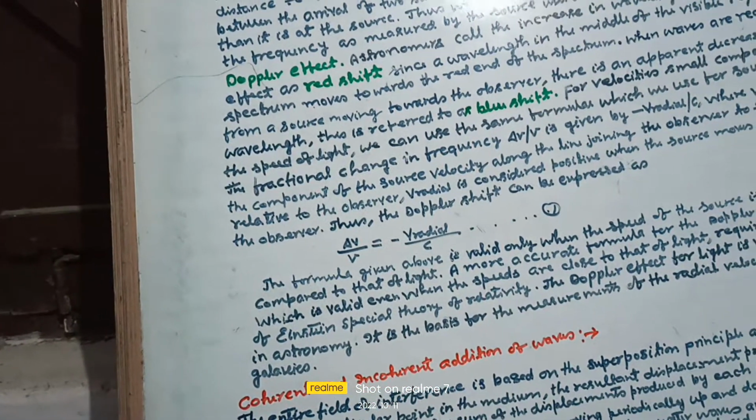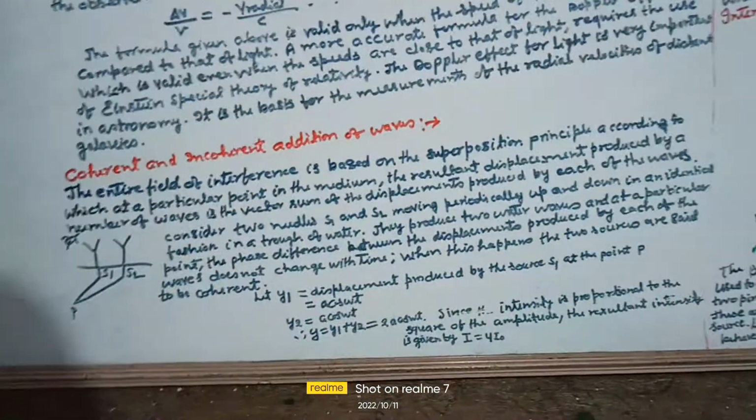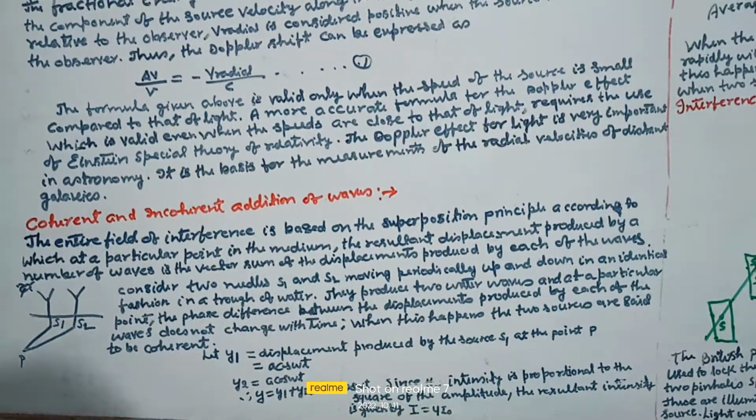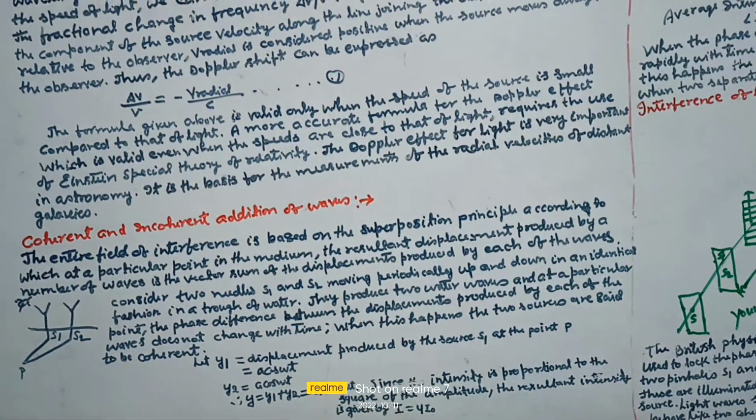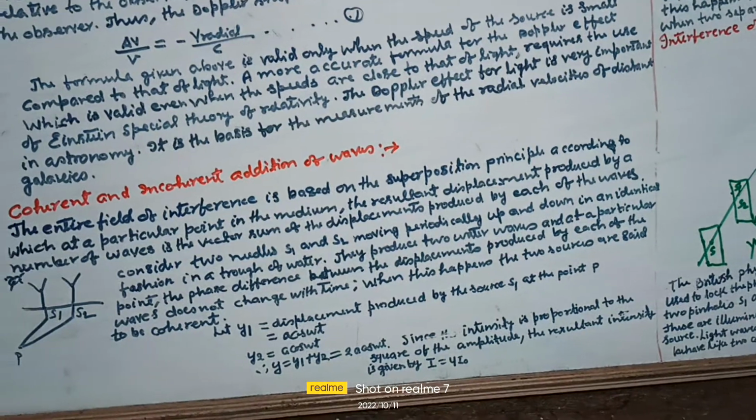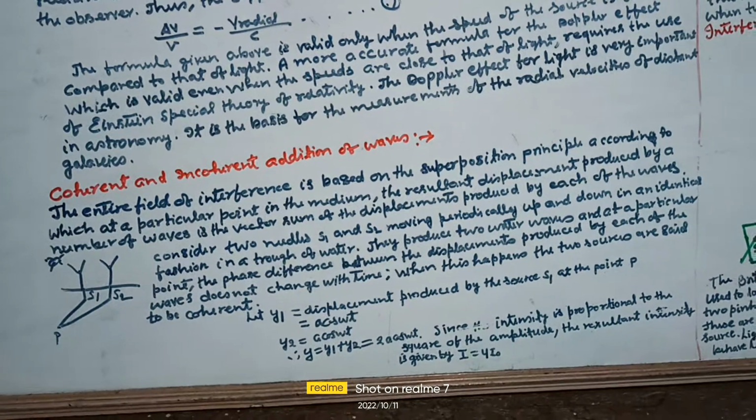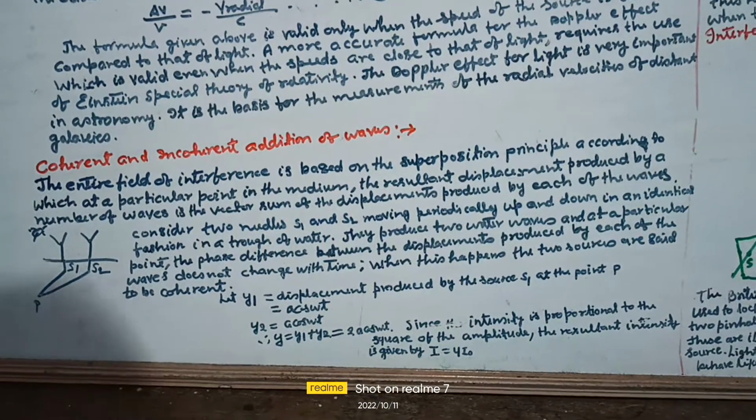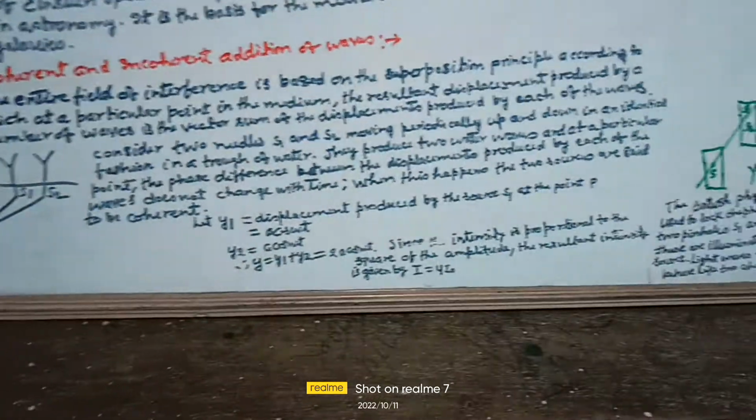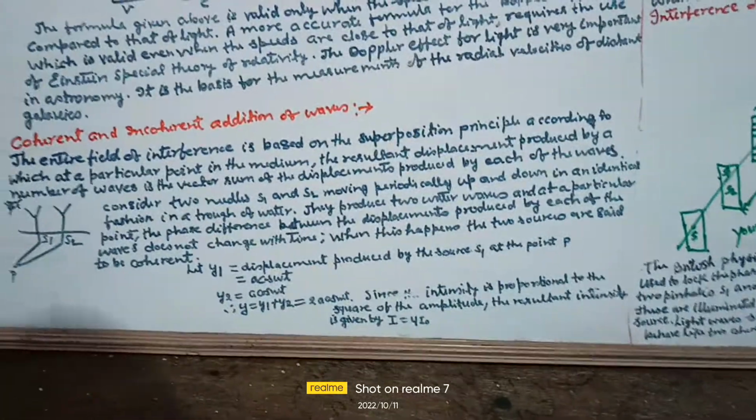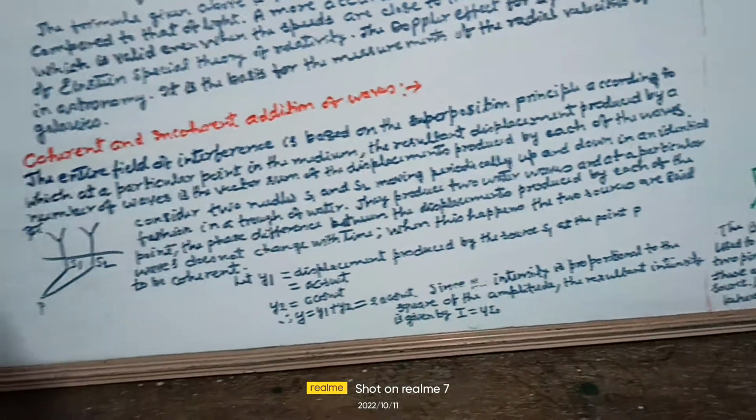Coherent and incoherent addition of waves. The entire field of interference is based on the superposition principle, according to which at a particular point in the medium, the resultant displacement produced by a number of waves is the vector sum of the displacements produced by each of the waves. Consider two needles S1 and S2 moving periodically up and down in an identical fashion in a trough of water. They produce two water waves, and at a particular point, the phase difference between the displacements produced by each of the waves does not change with time. When this happens, the two sources are said to be coherent.